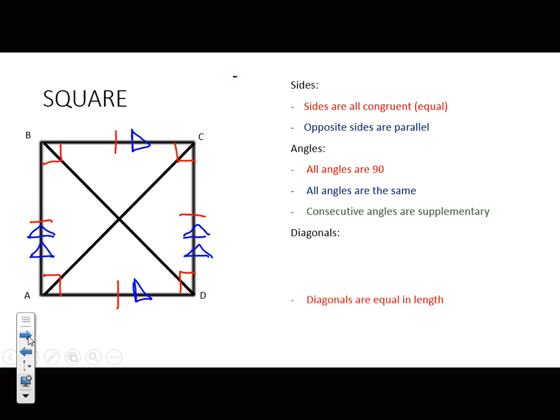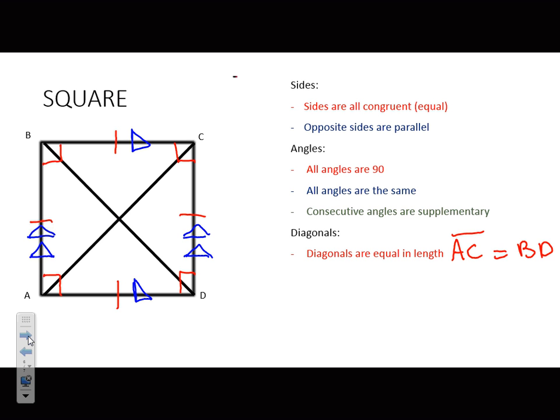Now, the diagonals have some unique features. The diagonals are equal in length. So remember what that means is that segment AC, that whole thing, is equal to BD. They're the exact same length. Since that is true, we also know that the diagonals bisect each other. That means they're all congruent. So if I said this was E right here, B to E is congruent to C to E, which is congruent to D to E, which is congruent to A to E. They're all equal.